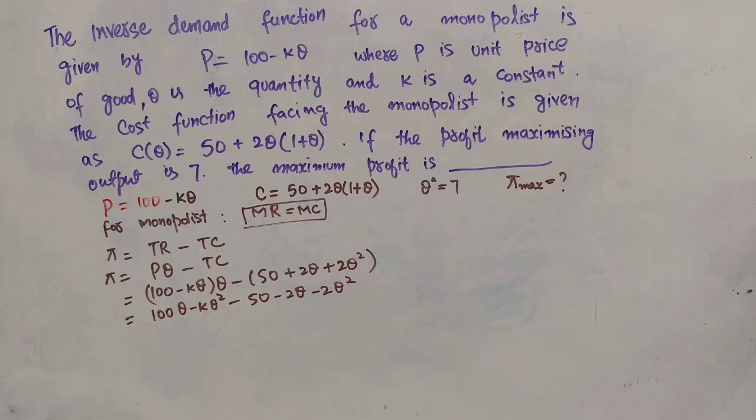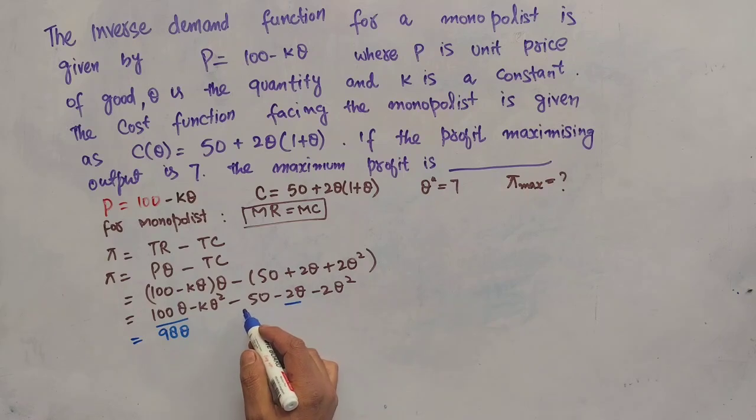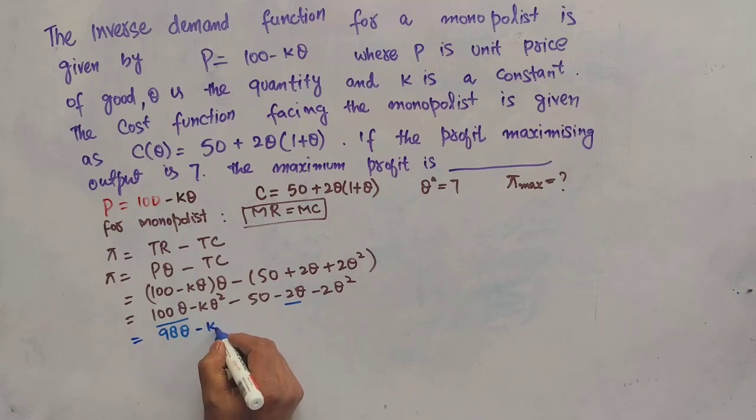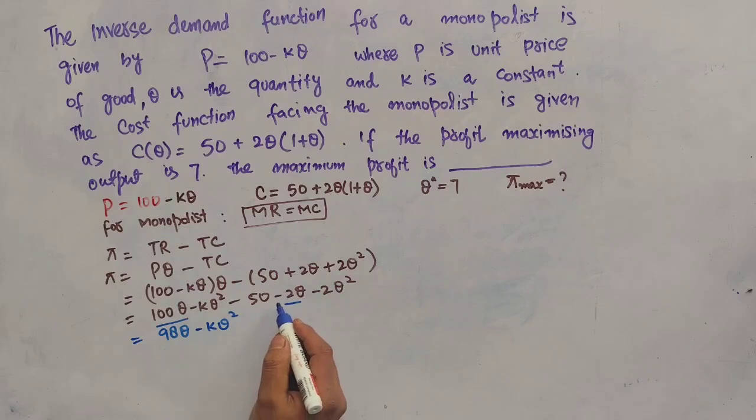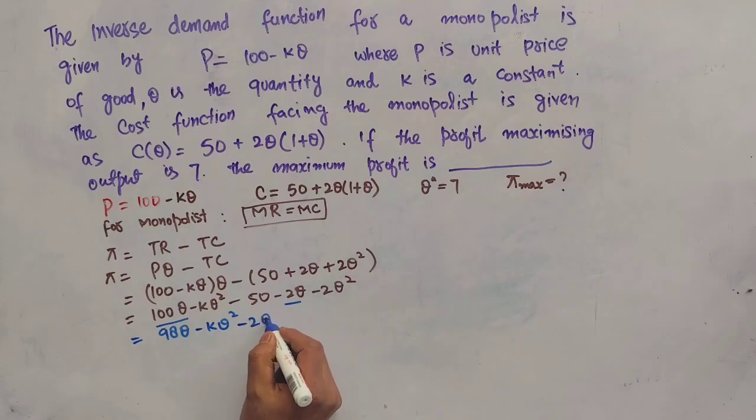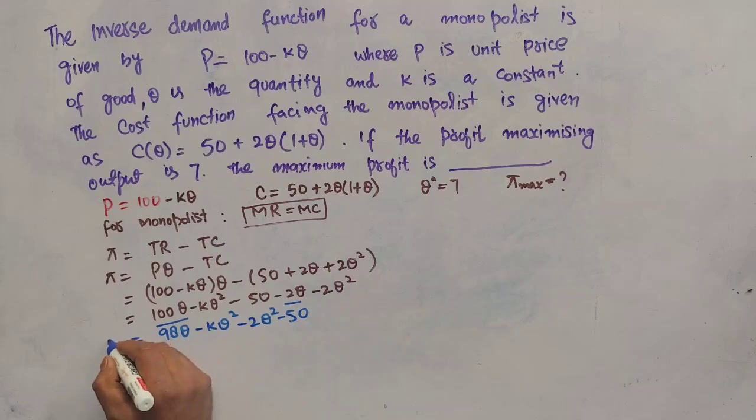Okay, so let us solve it further. So we have 100 Q minus 2Q. Okay, so 100Q minus 2Q is 98Q. Then we have minus K Q square. Then we have minus twice Q square minus 50. This is our profit function.